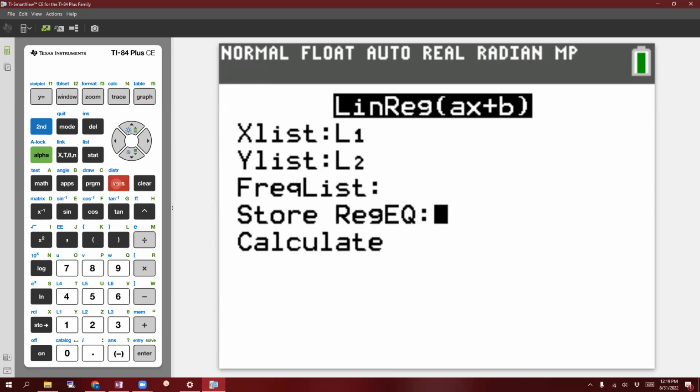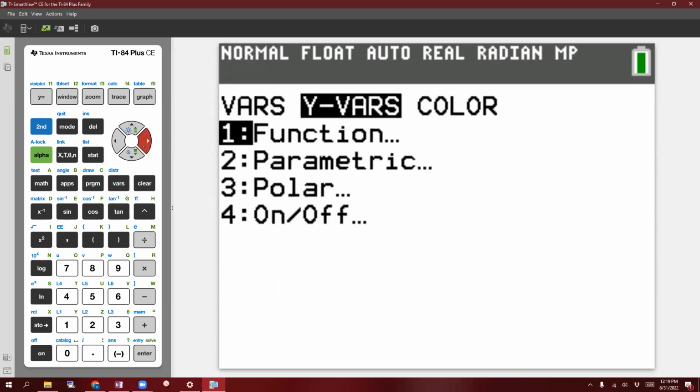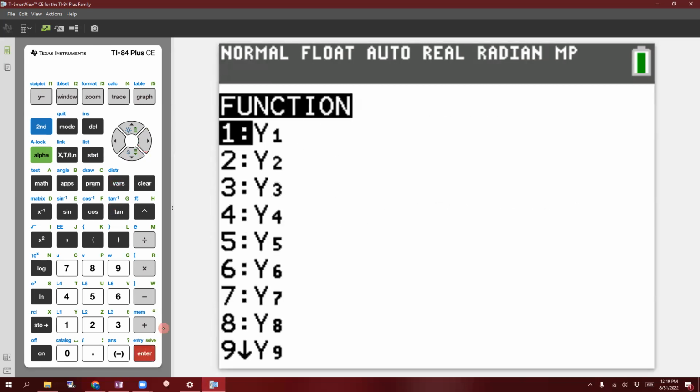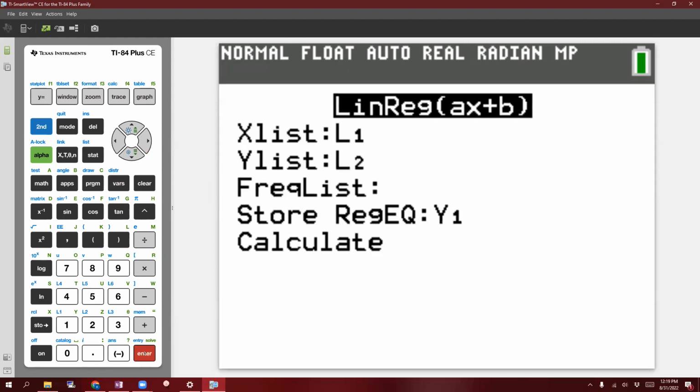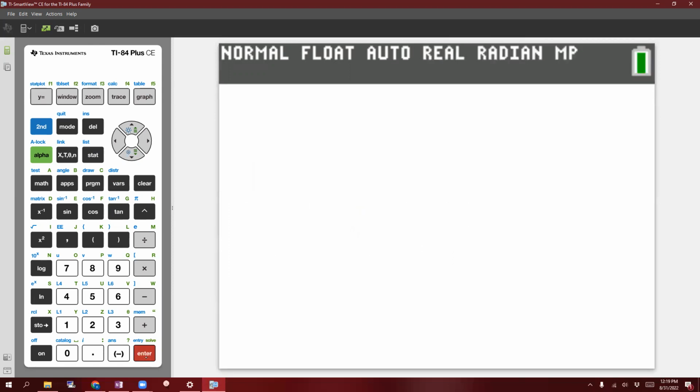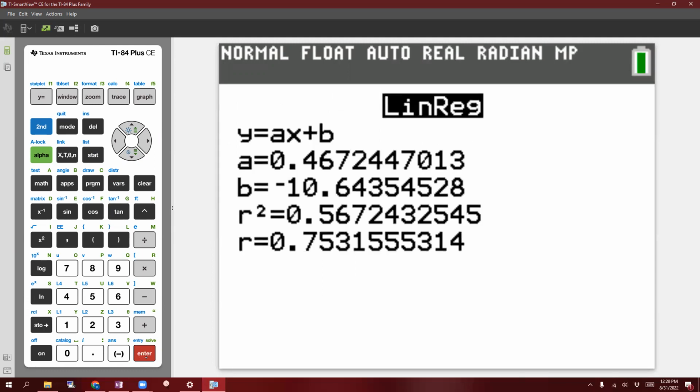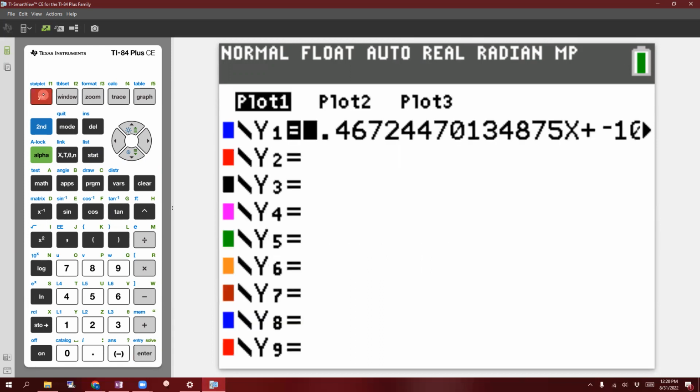But you go to vars, our Y variable, we're going to choose function, and then I'm just going to choose Y1. So that means once it comes up with my linear regression equation, it's going to plug it into Y1. So I hit enter, calculate, and we already saw this. This is where we figured out what our R value was. But now it put an equation in for Y1.